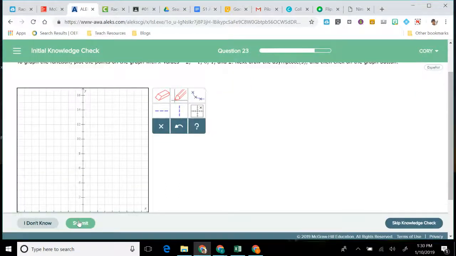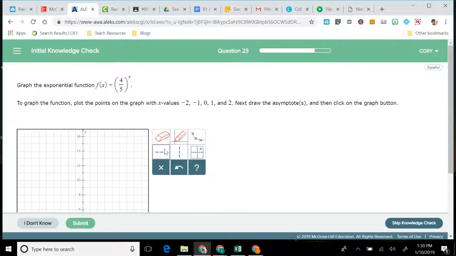Don't feel good about that last playing with stuff because I think I gave away a problem. Exponential functions. Exponential functions increase quickly. This is function notation, so I have to make a table. -2, -1, 0, 1, and 2.